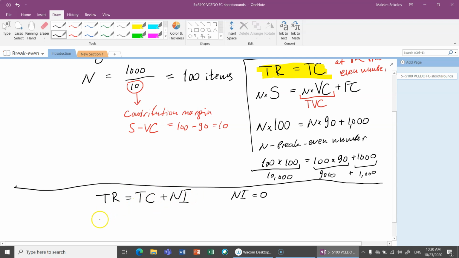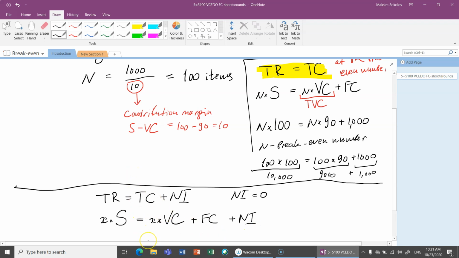And this relationship will be written in more detail this way. If you sell X number of items, not necessarily N, since we used N before for the break-even number of items, but now if you sell some number of items X, total revenue will be that number of items times S, which is your selling price. It will be X times variable cost, since you will incur variable cost when you sell that X number of items, plus fixed costs, right? All that will represent total cost, and then it will be also plus net income.